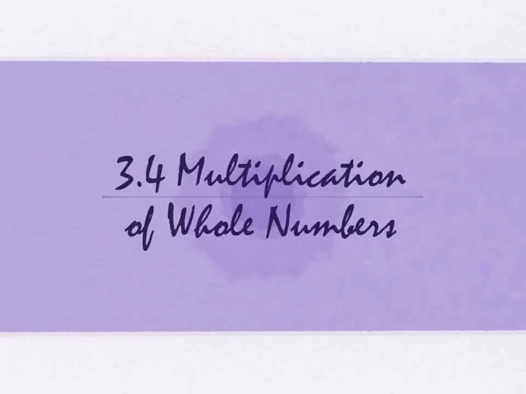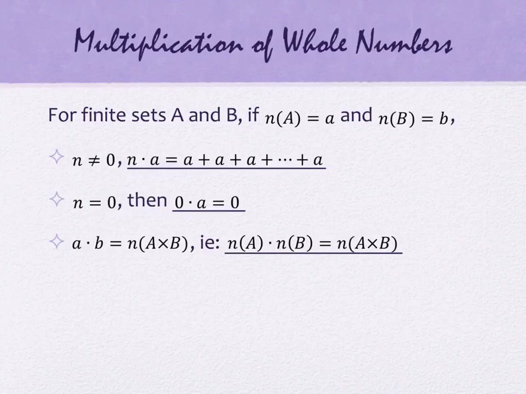Section 3.4 moves us into our third operation with whole numbers. It's multiplication. And just like the other two sections, we're going to start out with a definition. What do we mean when we say multiplication?